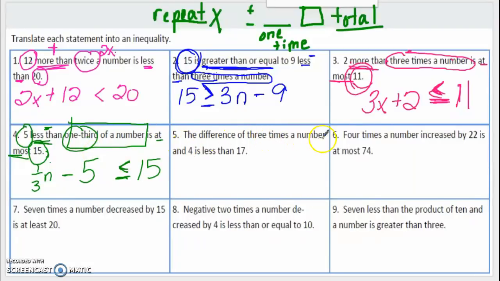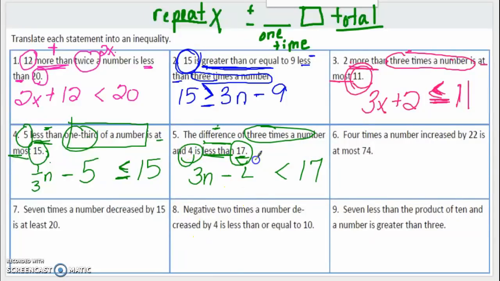The difference of 3 times a number and 4 is less than 17. So we have difference, 3 times a number, we have 4, and we have 17. So we need to know what is our total. This is going to be our total right here, 17. Less than, could it be equal to? No, it could not. So it's just less than. Difference means we're going to be subtracting 3 times a number and 4. So 3 times a number and 4.